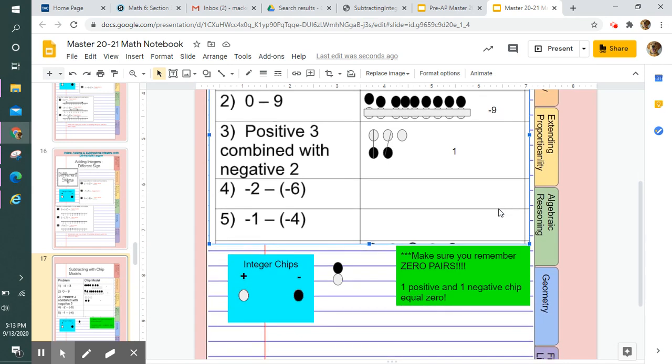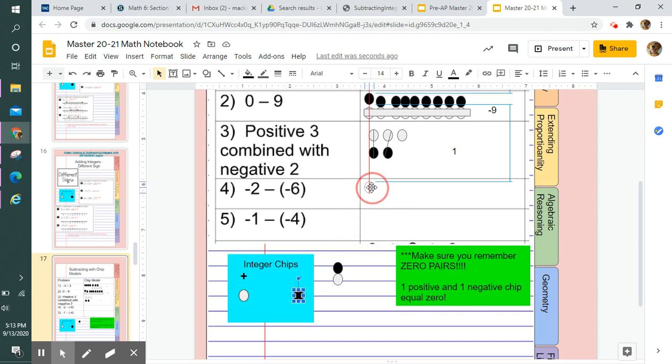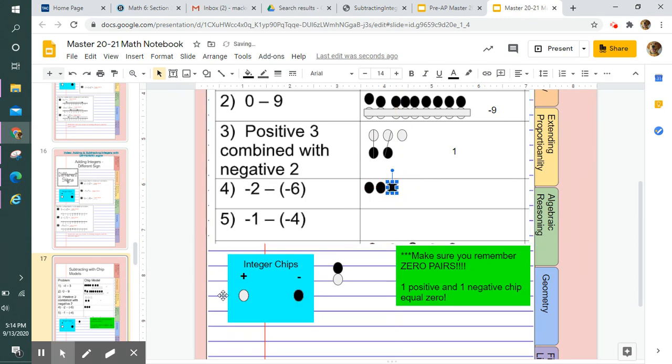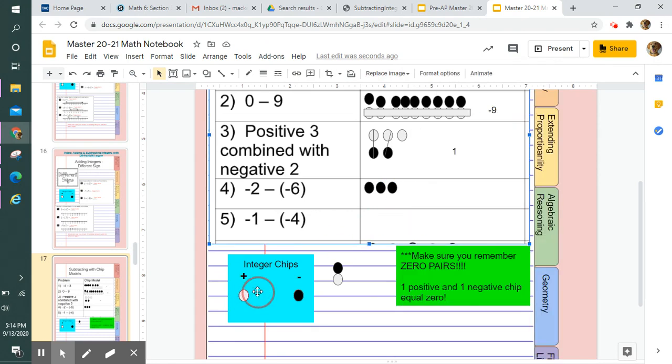All right, so this next one we're starting with -2. So we're going to put 2 of them that are negative. So 1, 2. This one wants to take away 6 that are negative. So right now we have 2 that are negative, but we need to have 6 of them that are negative. So this means we're going to add 4 0 pairs because 2 plus 4 gives us 6. So remember those 0 pairs means that we have 1 negative and 1 positive, because what we did was we just added 0. So -2 plus 0.